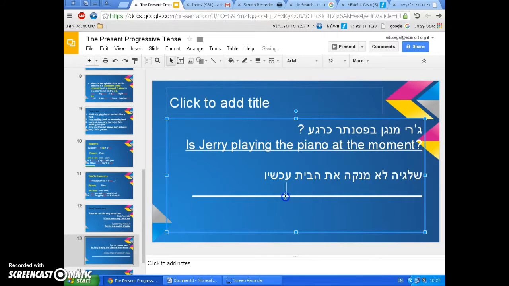And a negative sentence: של גיאה לא מנקה את הבית עכשיו. So we know that Snow White is not, or in short, isn't, cleaning the house right now.